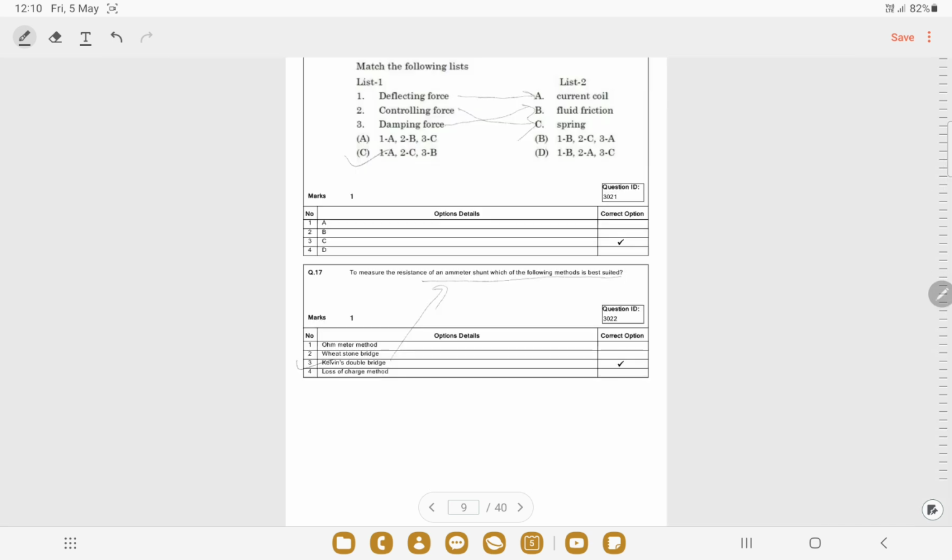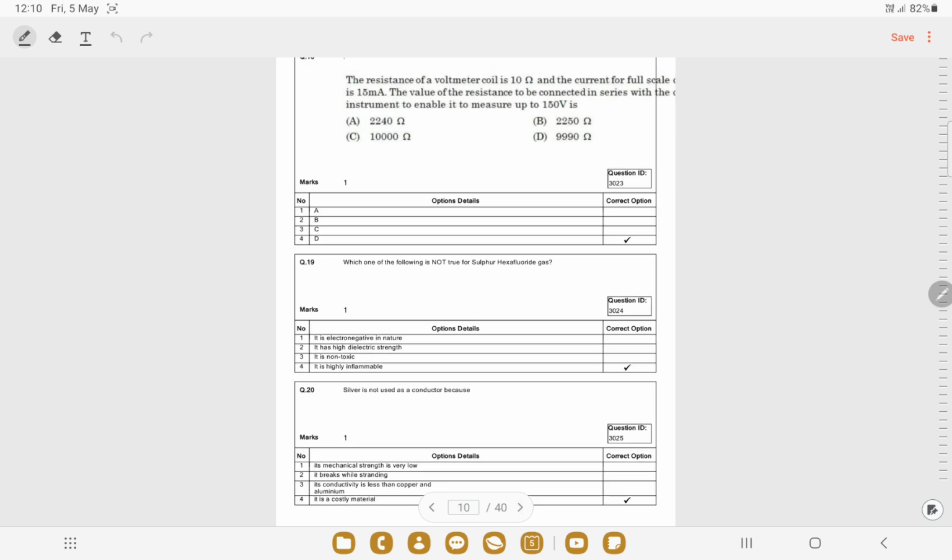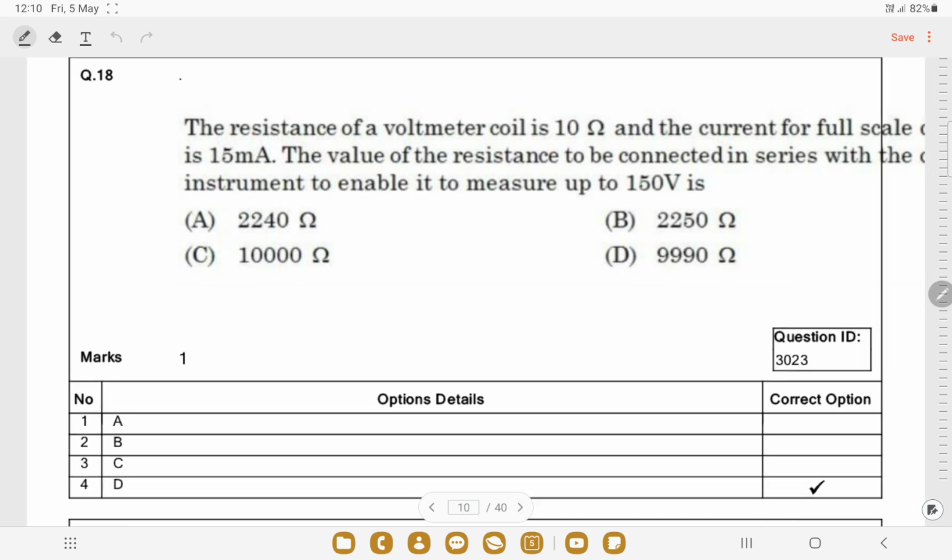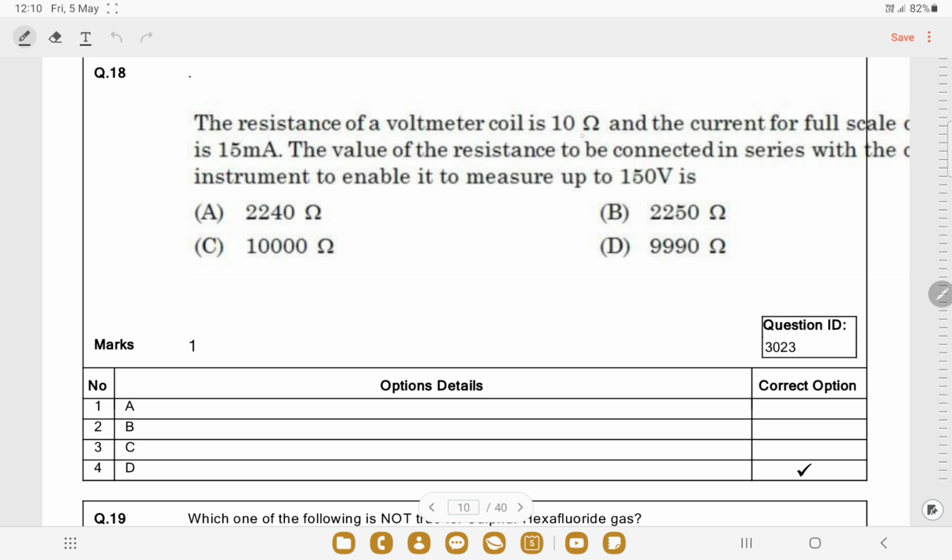Now the next question, we have question number 18. It's given here that the resistance of a voltmeter coil is 10 ohm and the current for full scale is 15 milliampere. The value of resistance to be connected in series with the instrument to enable it to measure up to 150 volt. So we have to connect in series.